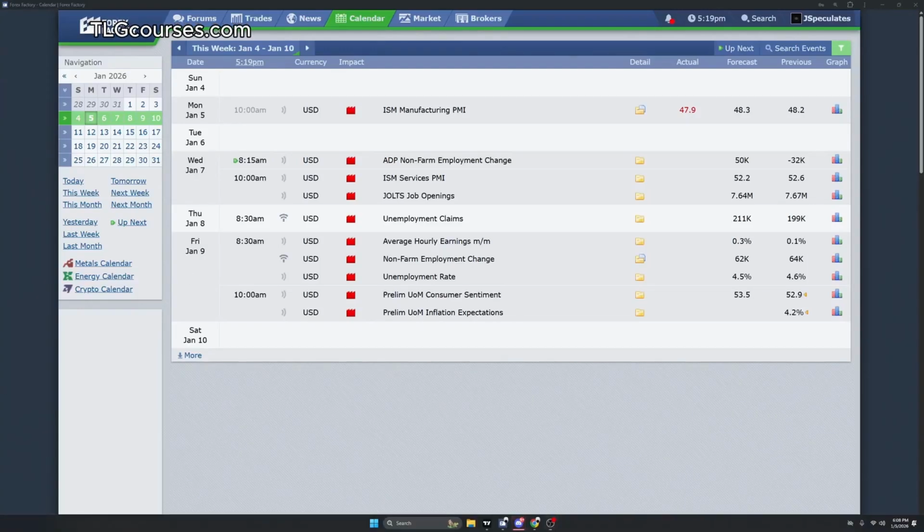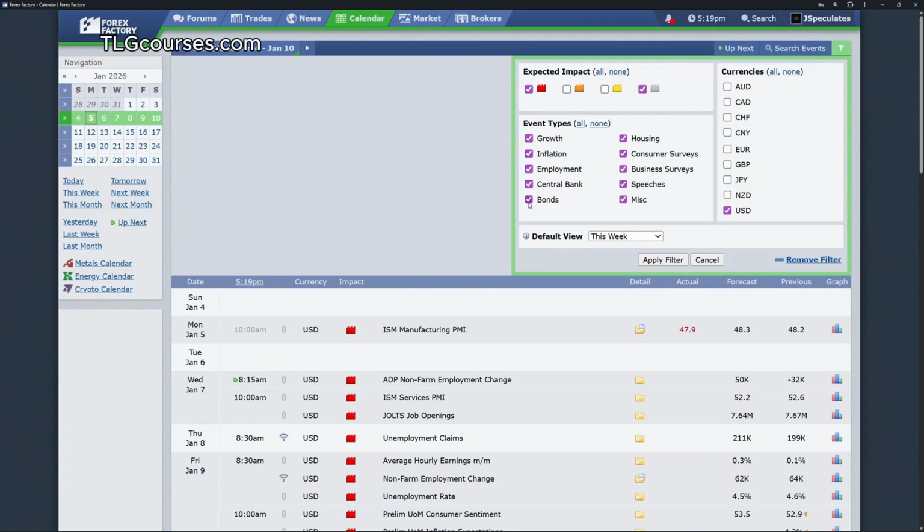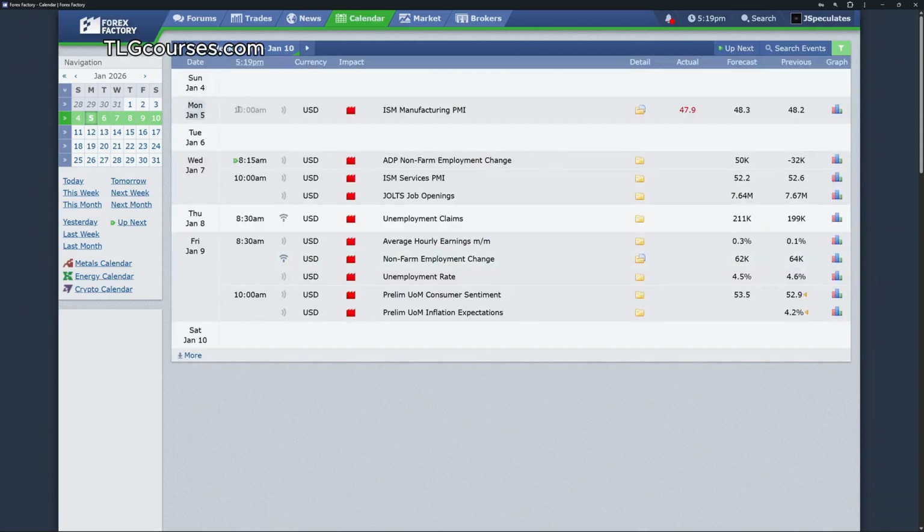Here we have the economic calendar. Now, if you don't know what the economic calendar is, I have a free YouTube video that you can watch on it. But if you just go to forexfactory.com, make an account and then go to the calendar section and then copy these settings here, right? And then click apply filter, you'll be right where you need to be.